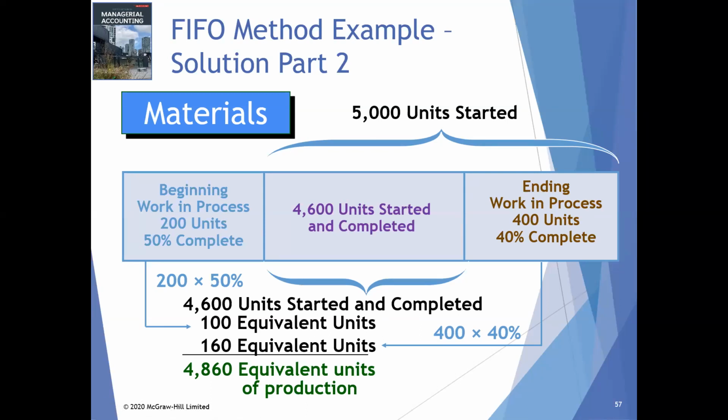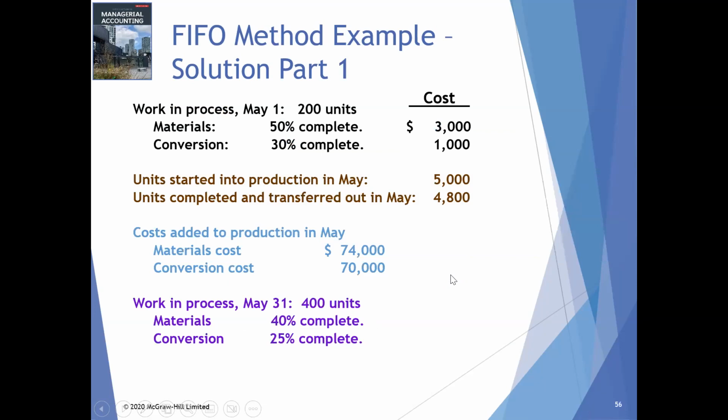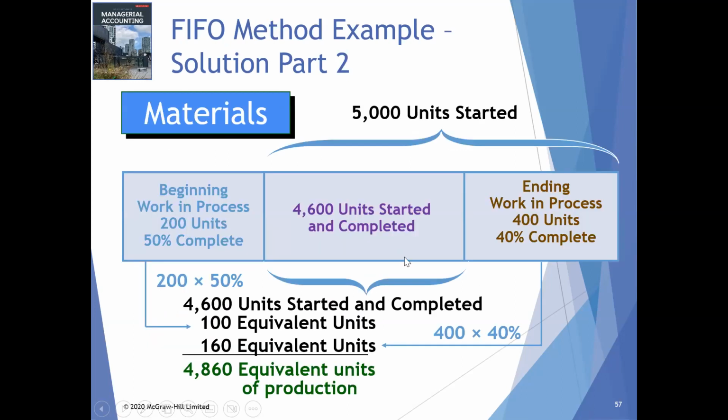Now we know where that 4,600 units was calculated from. Look at this. The 5,000 units that were started, but at the end of the period, 400 units were in the closing stock. So 5,000 minus 400 is equal to 4,600. It means 4,600 units were started and completed.